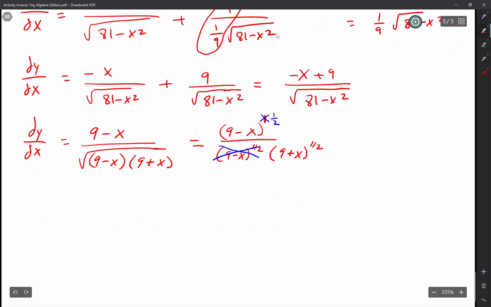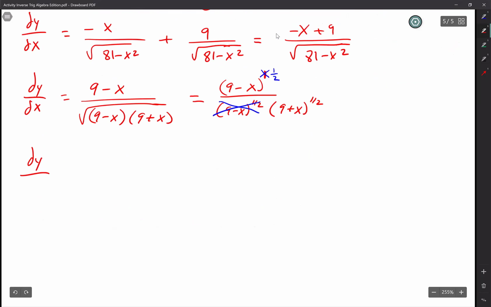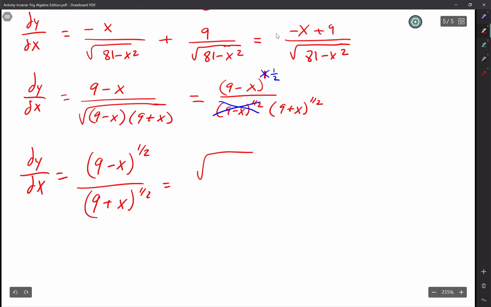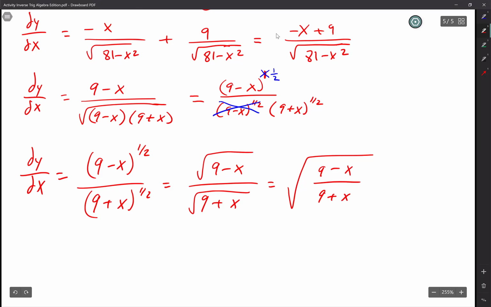So now, and then I guess I'll do it in 2 steps. You don't need to do it in 2 steps, you can just do it in 1, but I'll show everything. I'll show it all. So I have 9 minus x to the half here, and I have 9 plus x to the half here. Half is the same thing as square root. 9 minus x square root, 9 plus x square root. If you have both factors with the same exponent, you can just put a giant parenthesis on the whole thing, or you can make a giant square root on the whole thing. Giant square root, 9 minus x, 9 plus x.